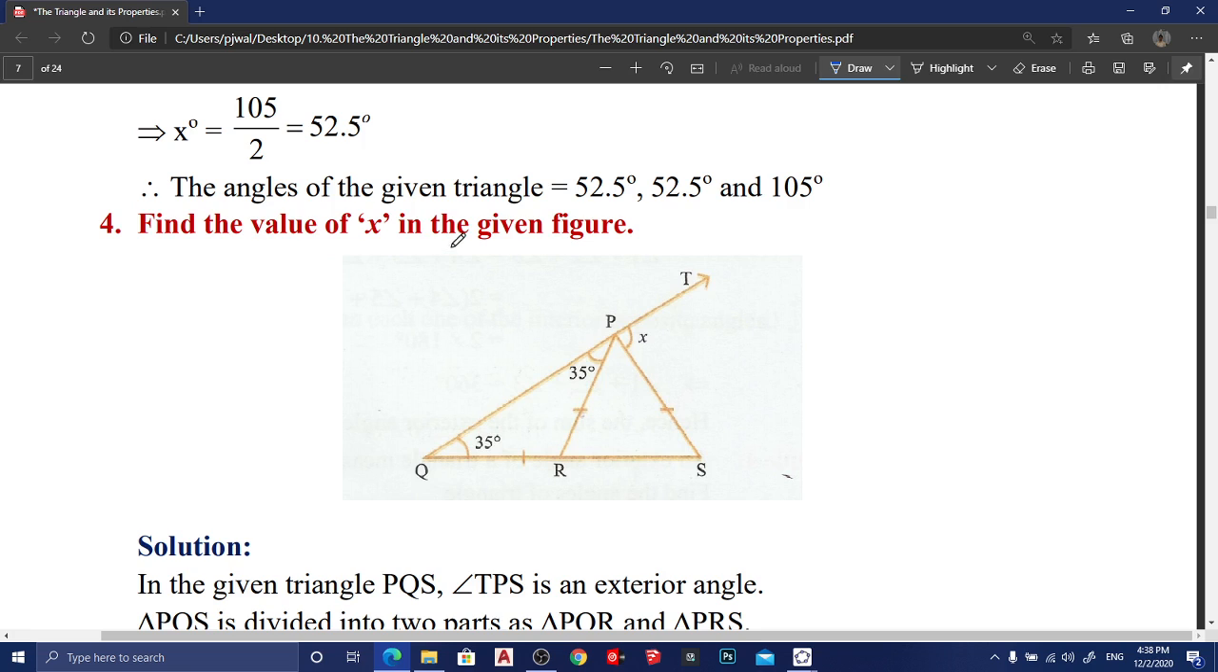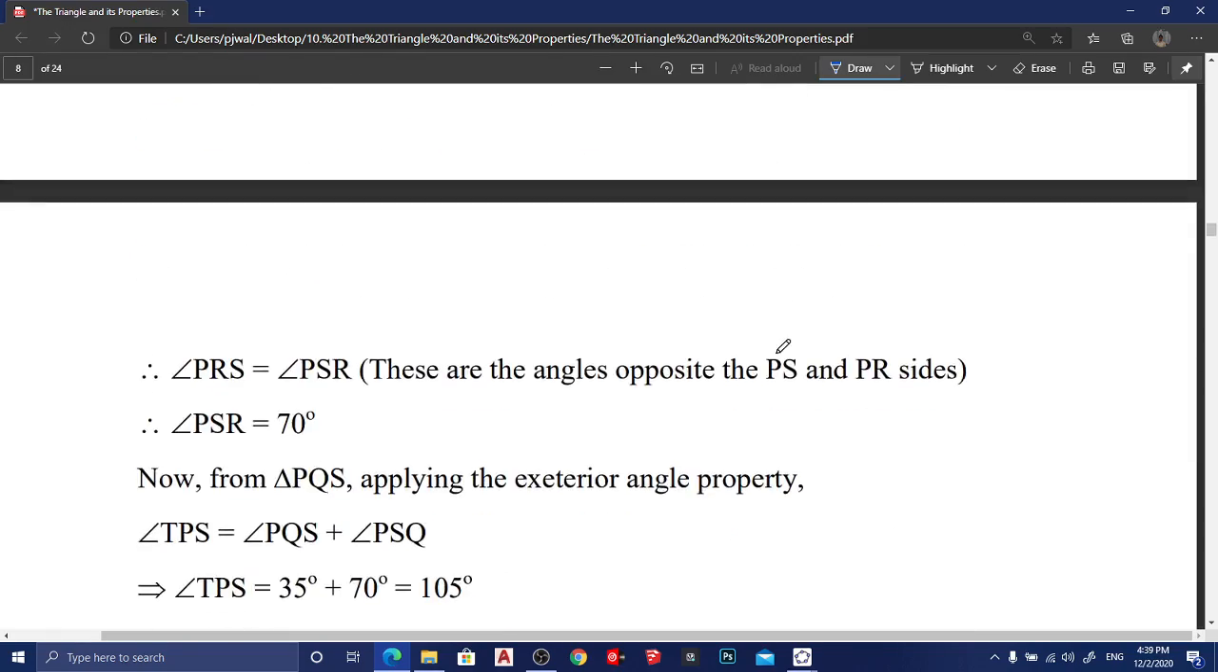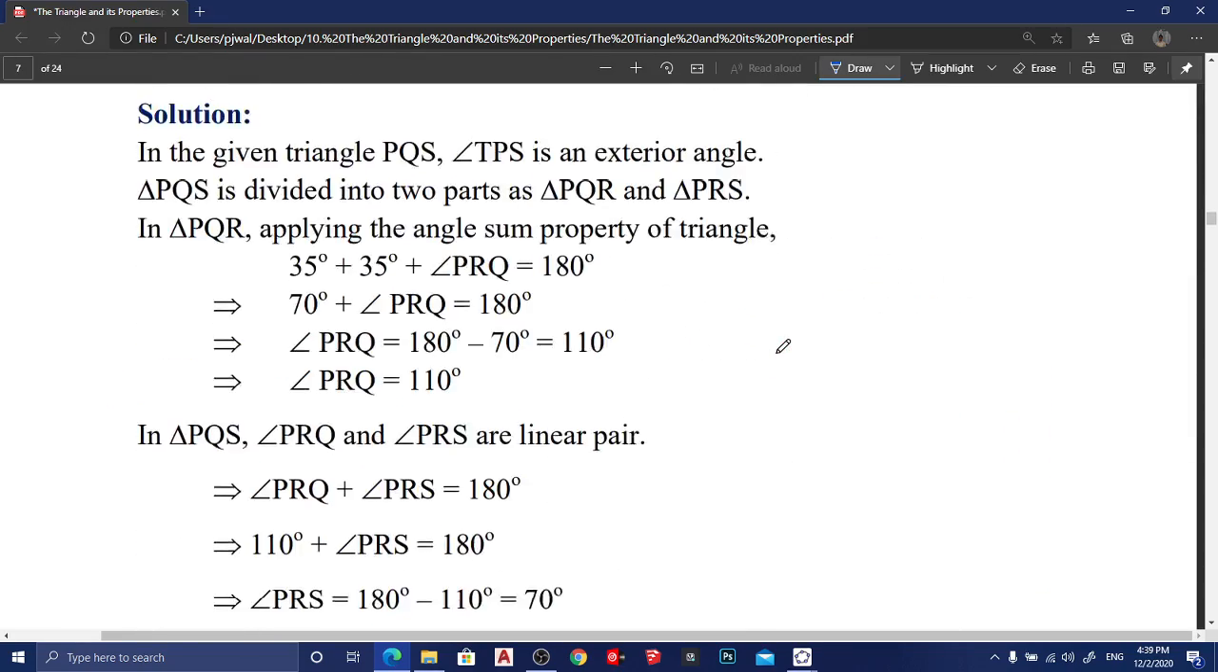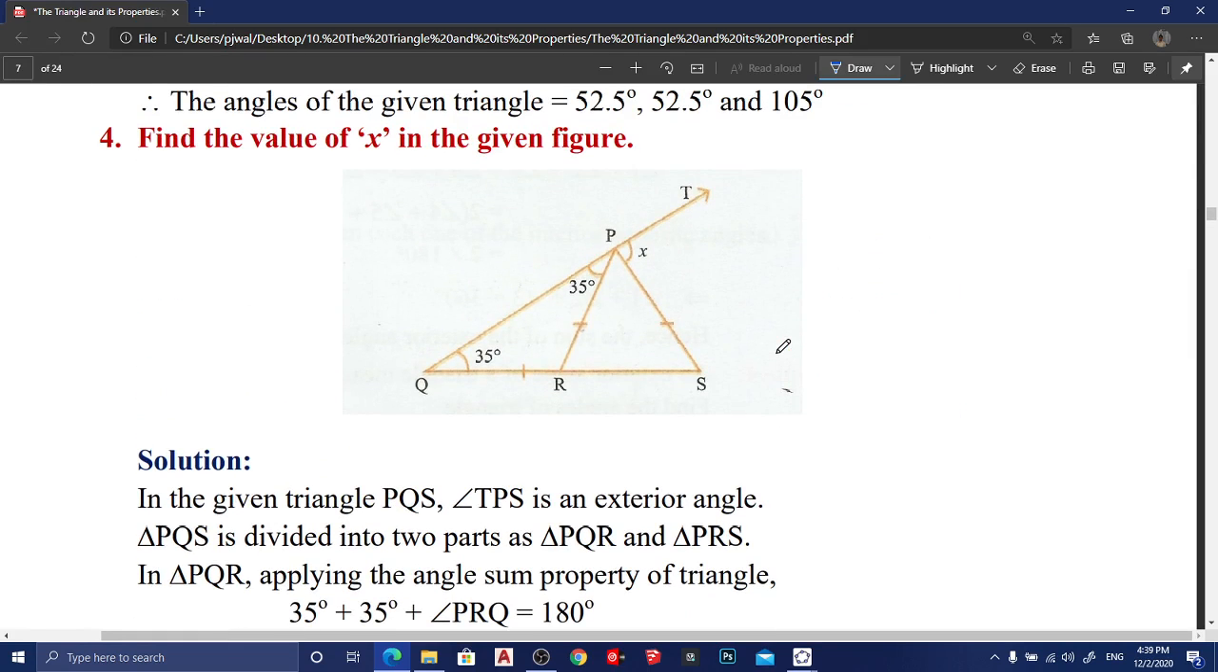Next, find the value of x in the given figure. Here, to solve this problem, you have to know one more property, which is used in the isosceles triangle. I already explained when I explained about the isosceles triangle: the angles opposite to the equal sides are also equal. That property you have to use here.